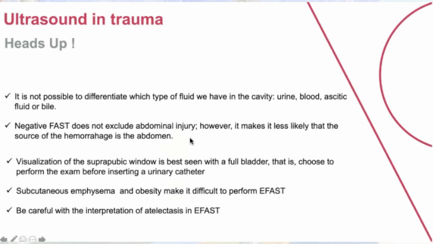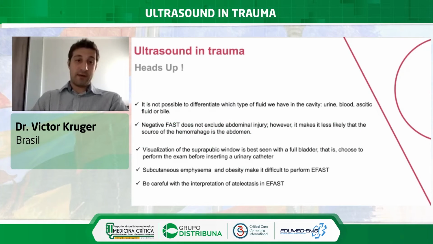Heads up. Pay attention to these points. It's not possible to differentiate which type of fluid we have in the cavity. It's urine, blood, ascitic fluid, or bile. Negative FAST does not exclude abdominal injury. However, it makes less likely that the source of the shock or hemorrhage is the abdomen. Visualization of the suprapubic window is best seen with a full bladder. That is, choose to perform the FAST exam before inserting a urinary catheter. Subcutaneous emphysema and obesity make it difficult to perform the extended FAST exam. Be careful with the interpretation of atelectasis in the E-FAST.